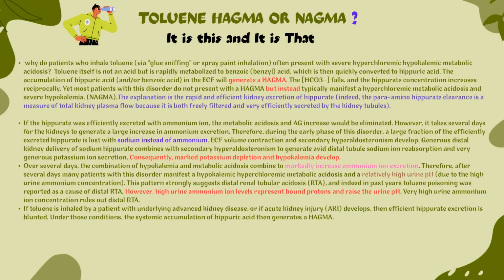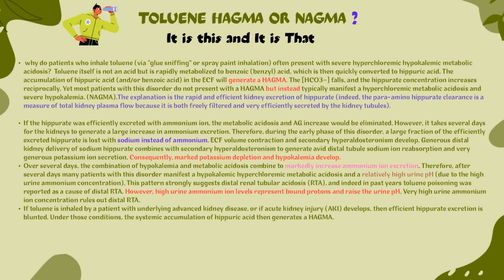Because many a times the diagnosis is delayed, we see the patient with NAGMA. That is the reason for the confusion. So initially it produces a HAGMA, which then gets converted into a NAGMA.